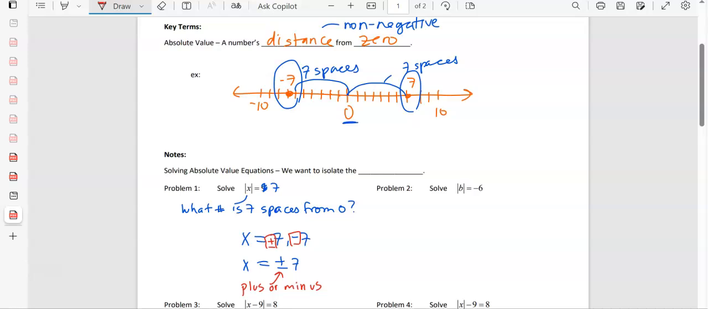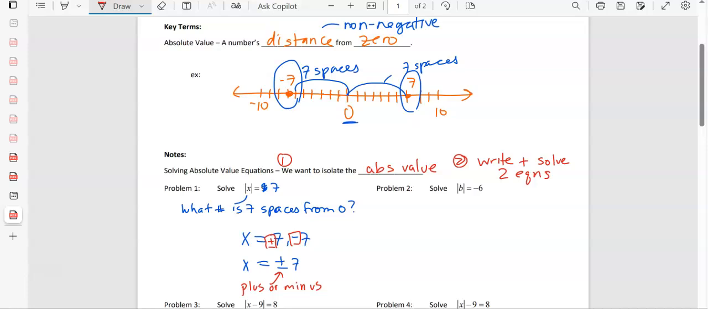When we solve absolute value equations, what we really want to do is isolate the absolute value. And then after that, we want to write and solve two equations.